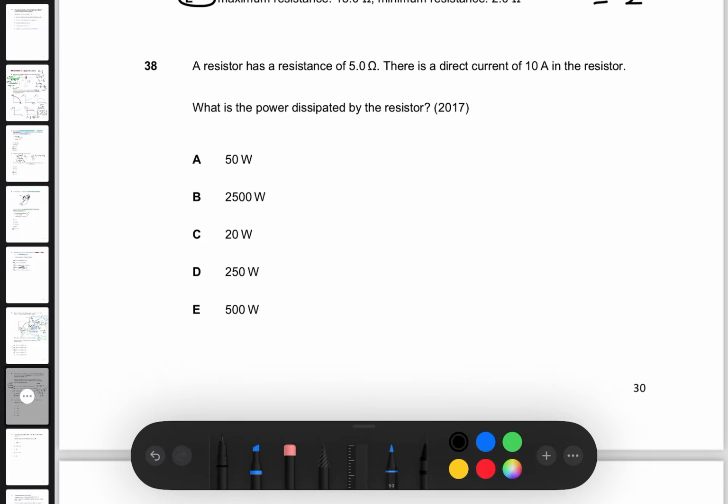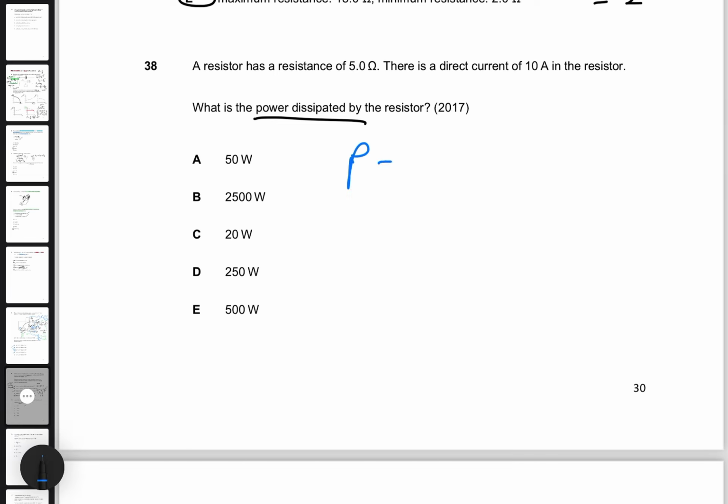A resistor has a resistance of 5 ohms, and there is a direct current of 10 amperes in the resistor. What is the power dissipated by the resistor? This is actually a fairly easy question. I'm sure every one of you will do this if you know the formula for power. Power is simply going to be I squared times R. So that's current squared times the resistance. Now we know the current in this question is 10 amperes, and the resistance is 5 ohms.